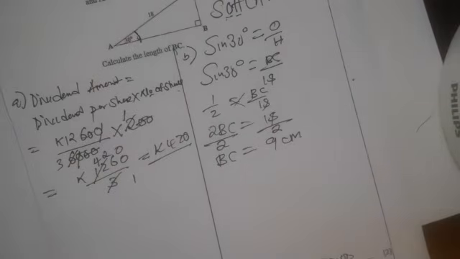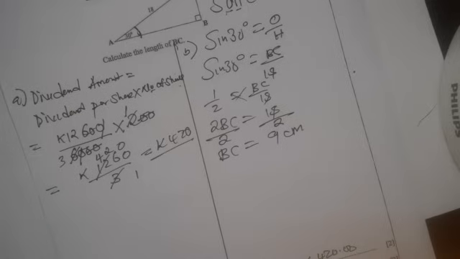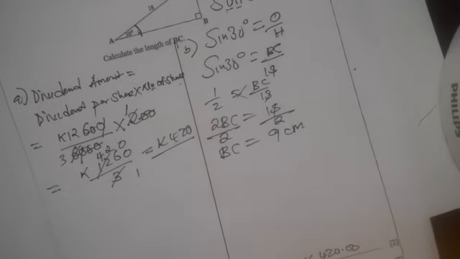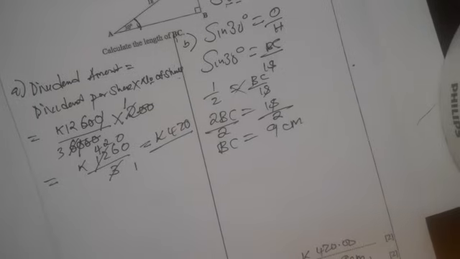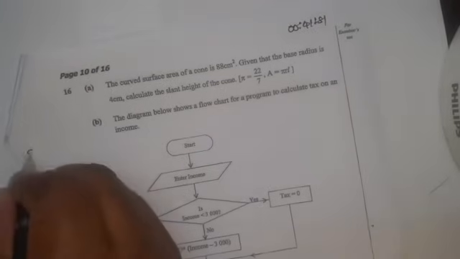You see the way we are calculating. This is the only way that you're going to finish writing an exam because people always complain about time. So BC is equal to 9 centimeters. And we are done for this one. We go to the next question. Okay, question 16A.